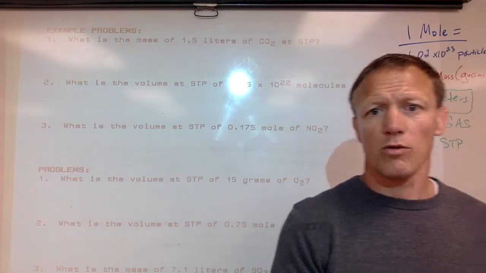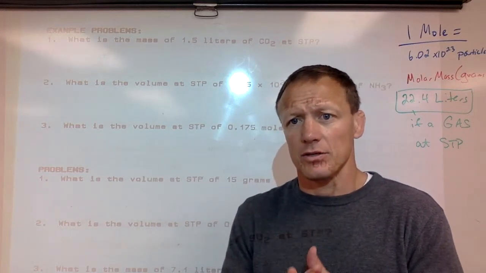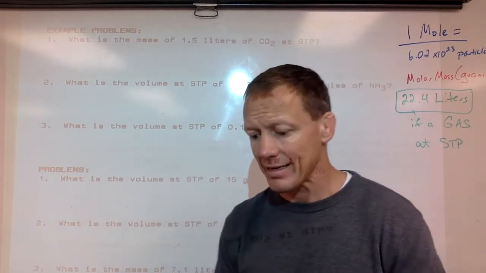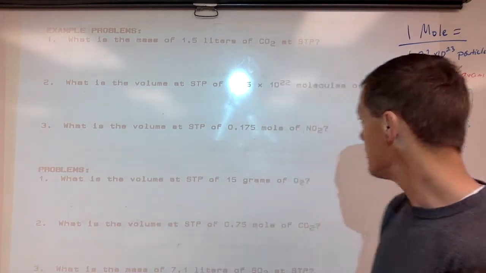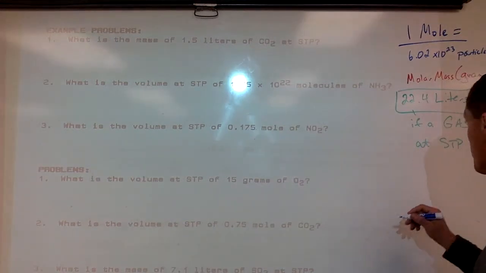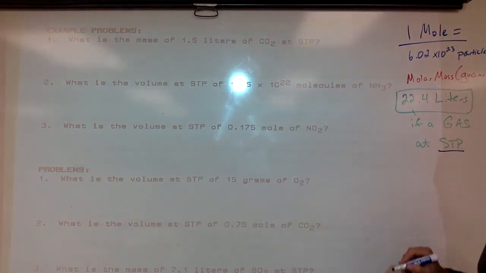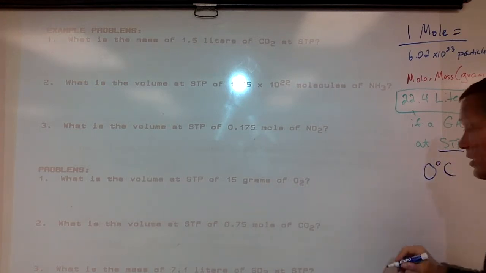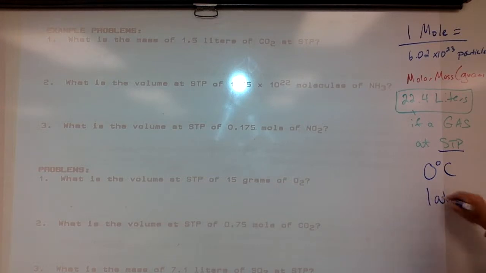This video is on the molar volume of a gas at STP. All that means is, how much space does a gas take up if you're at STP? So remember STP first of all. STP means your standard temperature and pressure. Standard temperature is 0 degrees Celsius or 273 Kelvin, and 1 atmosphere of pressure or 760 millimeters of mercury. So these problems are all at STP.